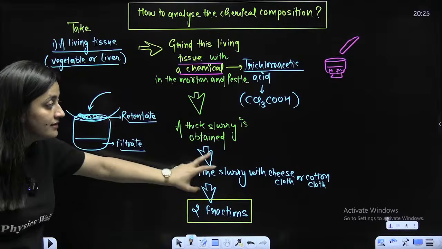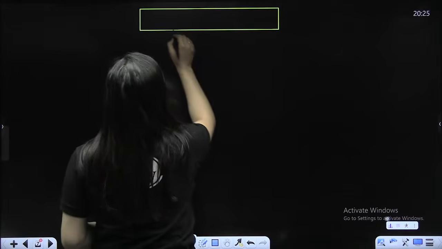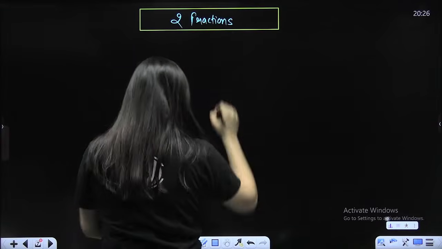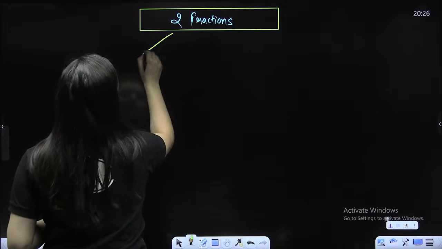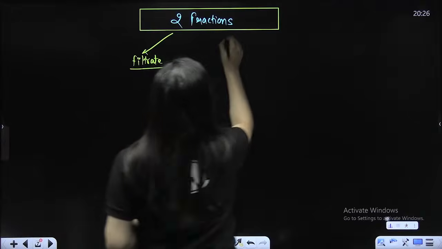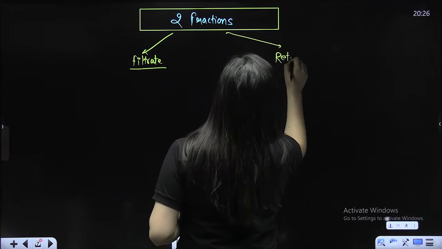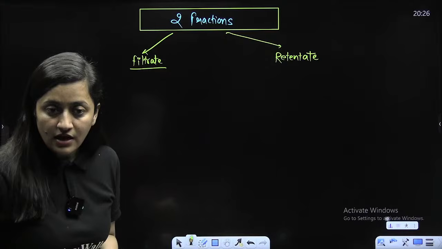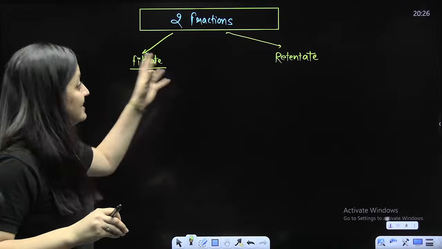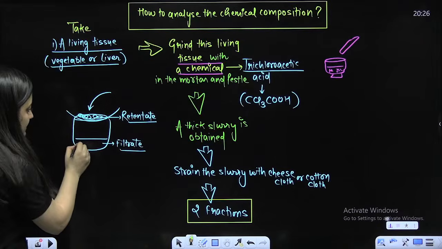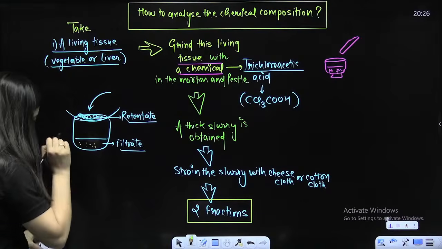So after straining the slurry with the cheesecloth, what will you get? You will get two fractions here. One thing here is the filtrate. Everybody please pay attention. Filtrate. Another thing will be retentate. Now ma'am, what's the difference? Why did we get two fractions here? Why is it happening like that? Let me tell you. Now you are trying to strain it. As I said, this is going to be the filtrate, and here you have retentate.